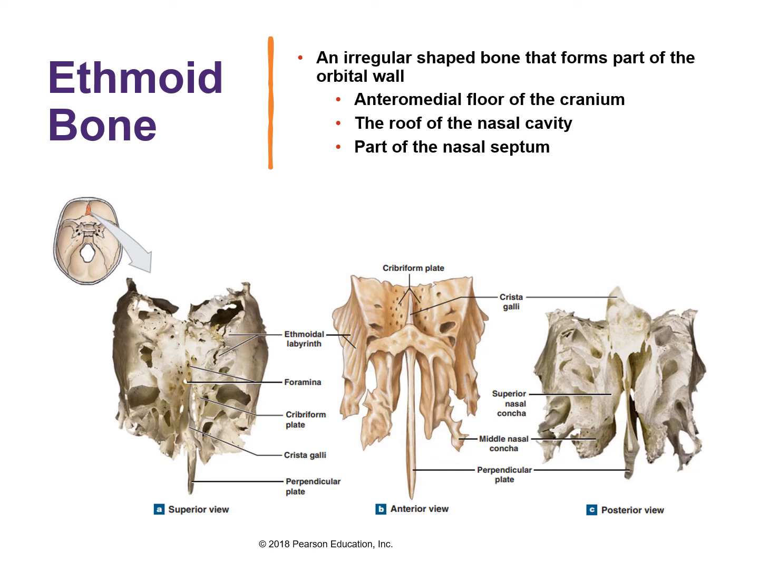The ethmoidal labyrinth is going to be dominated by the superior nasal conchae, okay, and the middle nasal conchae, and we can see it best right there. So the ethmoidal labyrinth is going to be an interconnected network of ethmoidal air cells, right? These air cells are continuous with the air cells found in the inferior portion of the frontal bone, right? And the ethmoidal air cells also open into the nasal cavity on each side, okay?